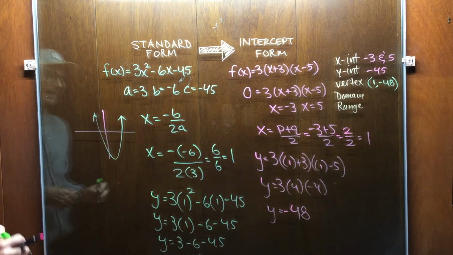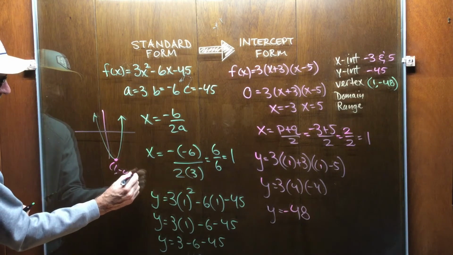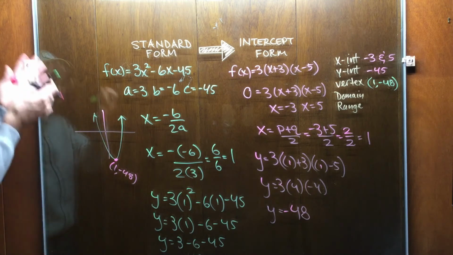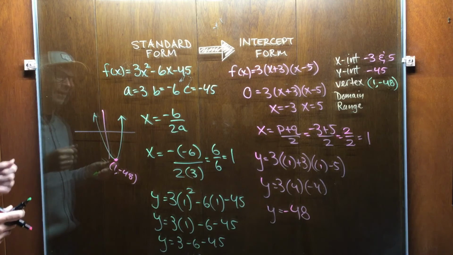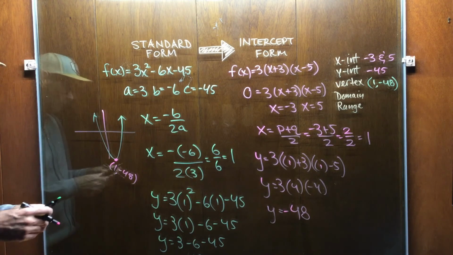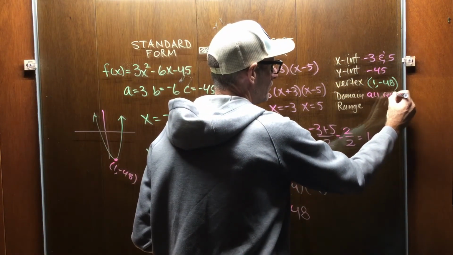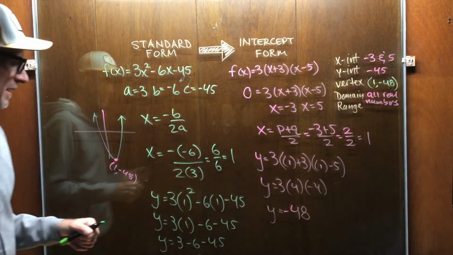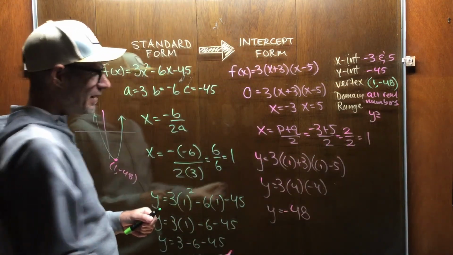But the important thing is, since my vertex is here, I can see that all of my y values will be above the vertex. So since it's above, my y values are going to be greater than or equal to that negative 48. So my domain is all real numbers, and my range is y is greater than or equal to negative 48.